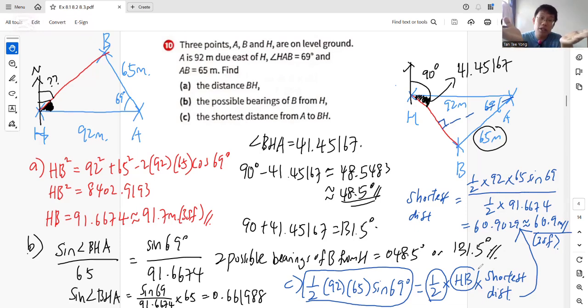Question: because I'm using diagram 2, does it work for diagram 1 as well? Yes, it does, it's the same thing. In diagram 1, half AB sine C, same thing, and the shortest distance from A to BH is over here, which will also form a 90 degree angle. So half times base, which is HB, times the shortest distance, which is the height. Same idea, no matter which diagram you are using. All right, so this is it for question 10.